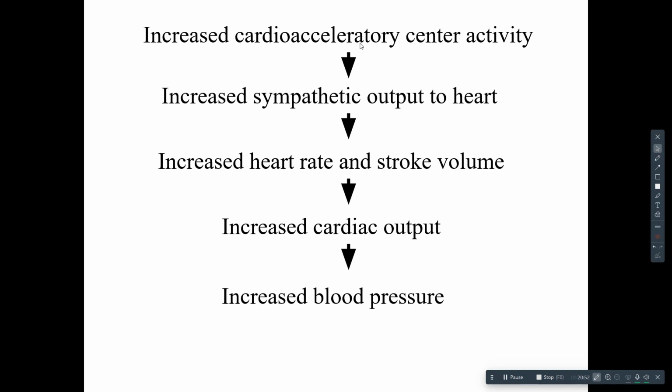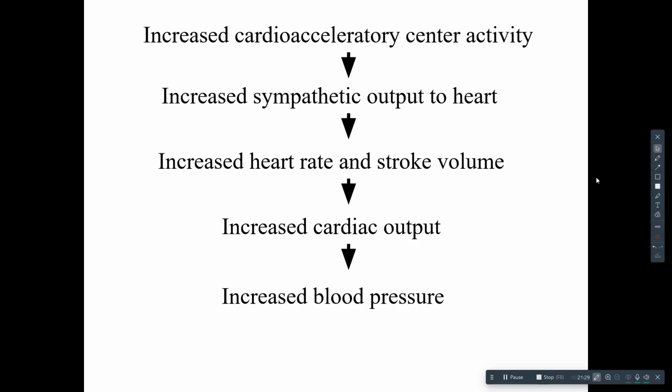If we turn on our cardioacceleratory center, more sympathetic activity signals to the heart, increased norepinephrine on the heart. So the SA node gets more norepinephrine, so heart rate goes up. The muscle in the heart gets more norepinephrine, so stroke volume goes up. When these two go up, we know cardiac output goes up because we remember that cardiac output is the product of heart rate and stroke volume. And if cardiac output goes up, blood pressure goes up too.